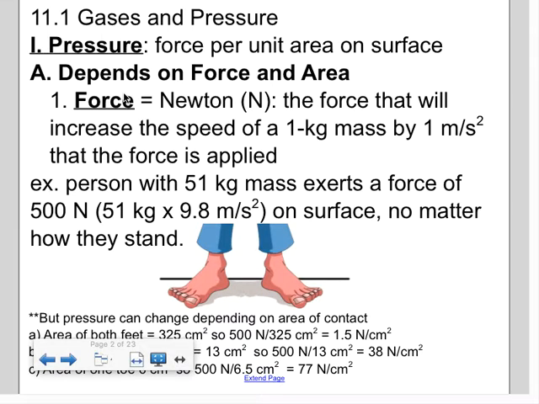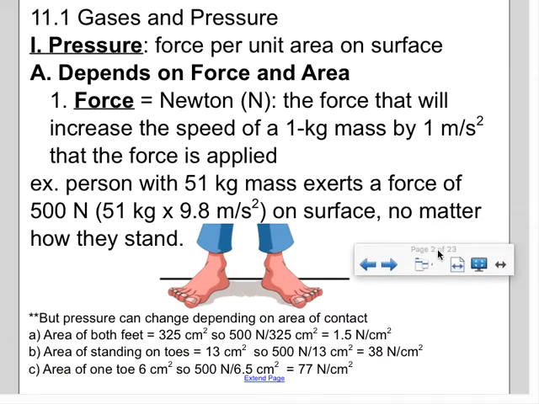So here we go. Today's objectives, I'm just going to talk about what gas pressure is, and then we're going to do some pressure conversions. And so pressure is force per unit area on a surface. So how much force is being exerted on a certain area of a surface.